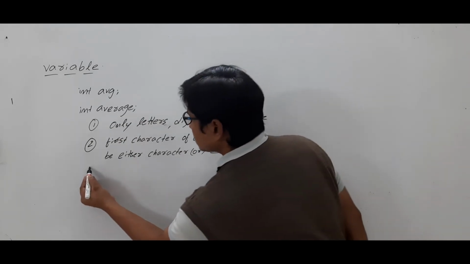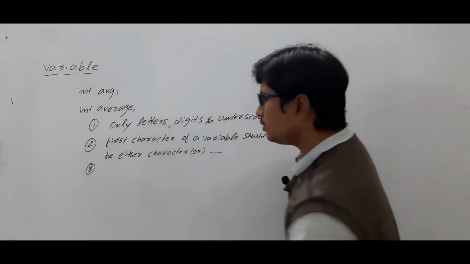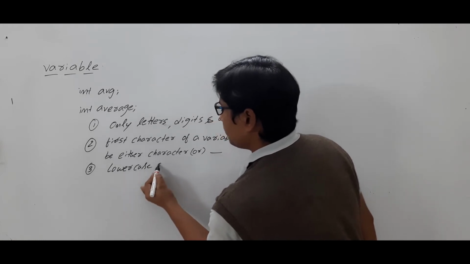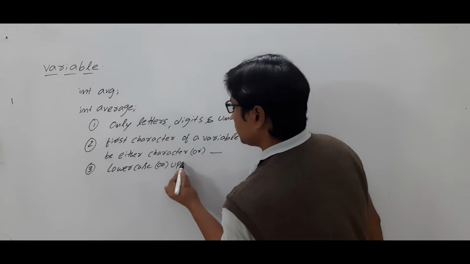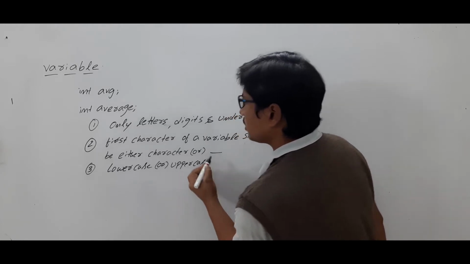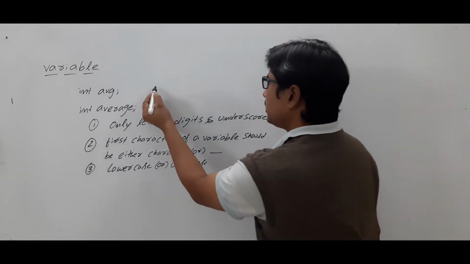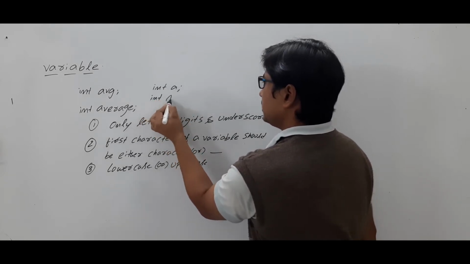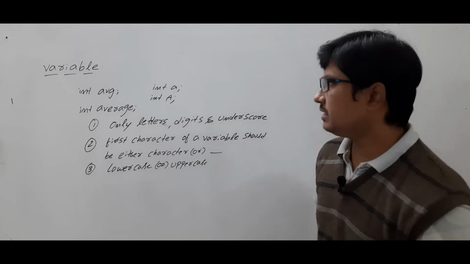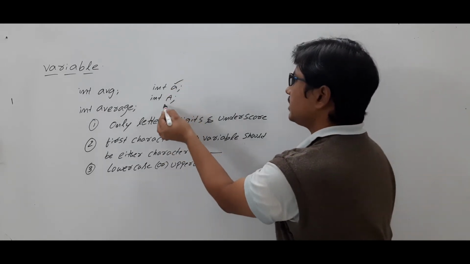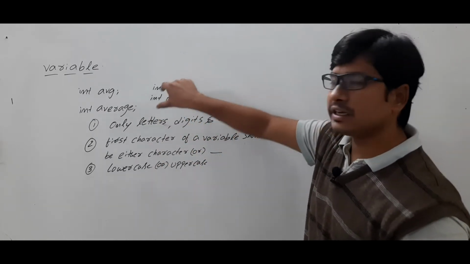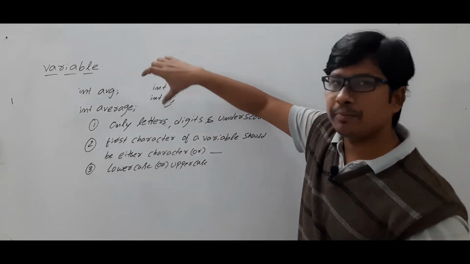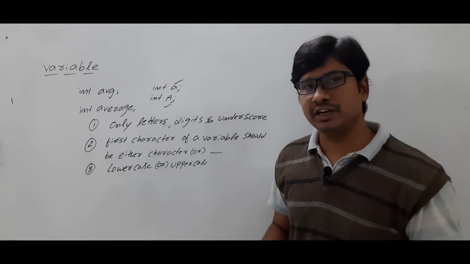And the third rule is that, okay, you can use the lowercase or uppercase whenever you are naming the variable. Now please remember one thing. If you declare a variable as int a and if you are declaring the variable as int A, both are valid and these two variables will be treated as different. They will not be treated as a single variable called a. This is a small a, this is a capital A, so it will be treated as two different variables.